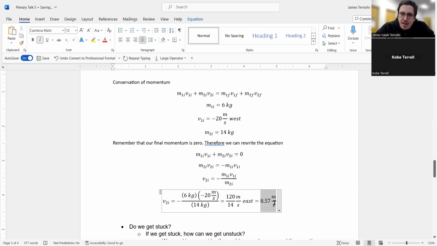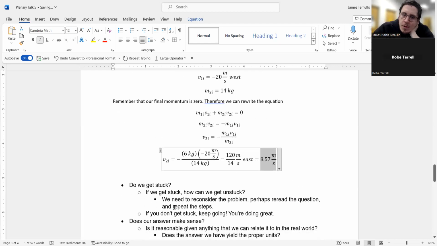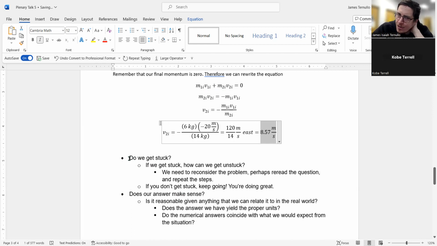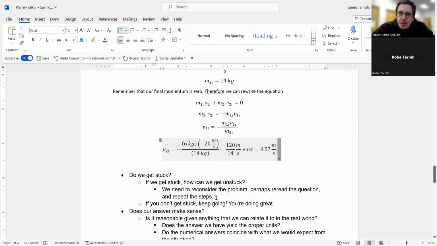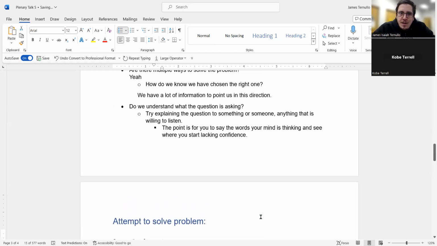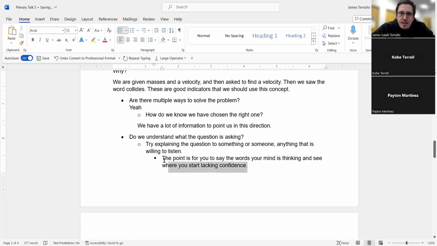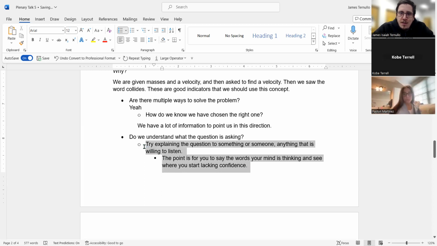Does this velocity make sense? Well, oh, I'm sorry. Let's go through this first because we're getting there. Do we get stuck? We didn't get stuck. But if we do get stuck, we need to reconsider the problem, perhaps reread the question and repeat the steps. So this is an opportunity here, if you get stuck, that you go back to this point and try explaining the question to someone or something or anything that is willing to listen.